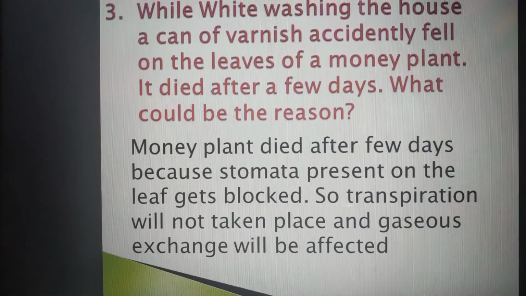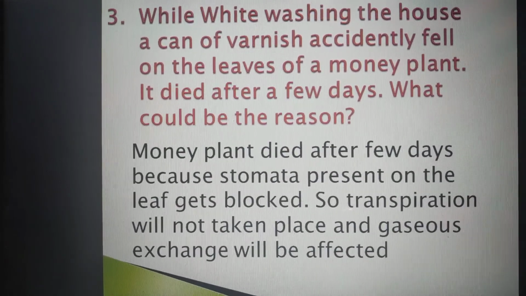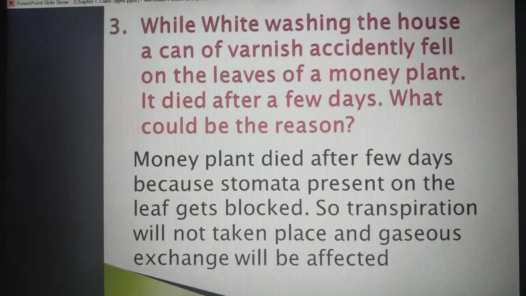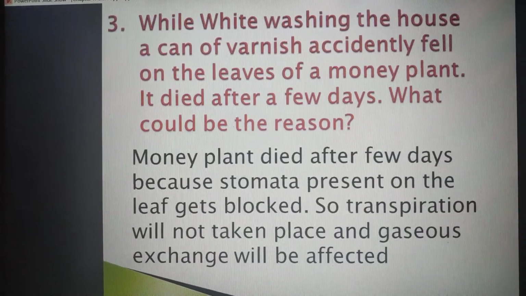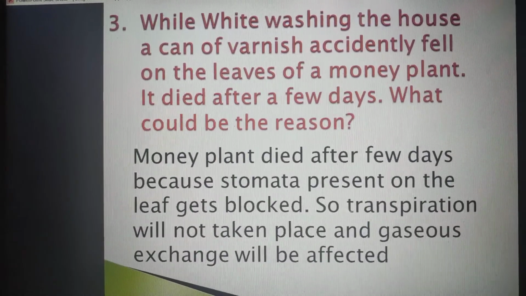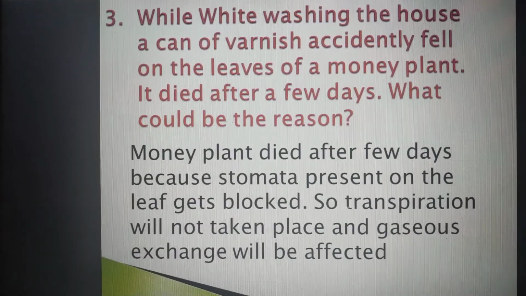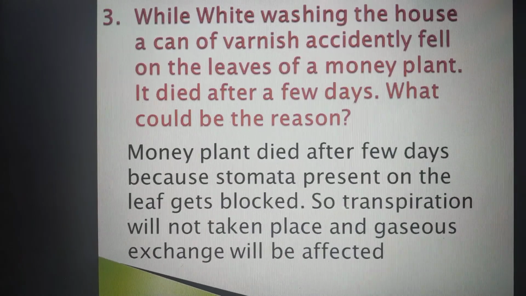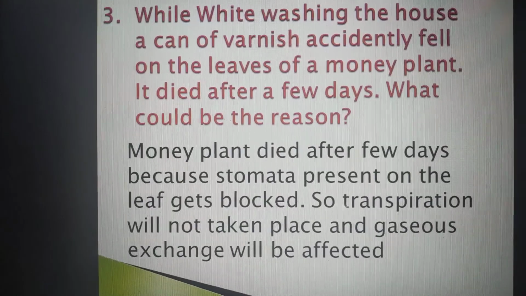See, you all know that plants perform photosynthesis. To perform photosynthesis, they have to exchange the gases. They have to inhale, they have to take carbon dioxide from the atmosphere. And if their stomata get blocked, definitely they will be unable to take the carbon dioxide from the atmosphere. Okay, thus if varnish falls on its leaf, then what will happen? The stomata will get blocked. It means no transpiration will take place.